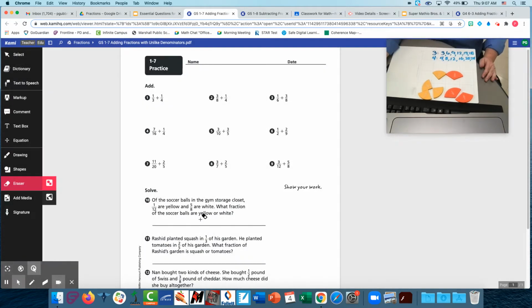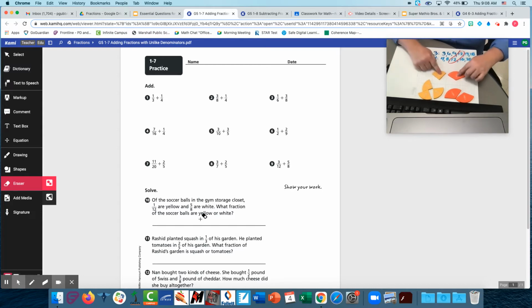All right, so take a look here. 3, 6, 9, 12, 15, 18. Multiples are like skip counting. 4s: 4, 8, 12, 16, 20, 24. What is the smallest number that's the same? It's 12. So what that means is we need to recut these pieces so they become the same size so we can add them up.